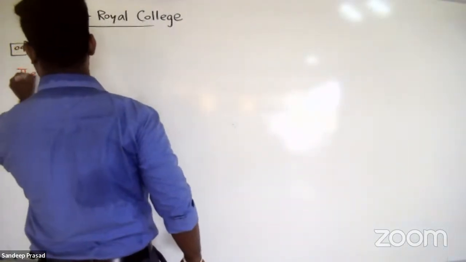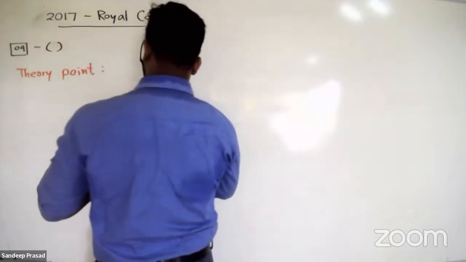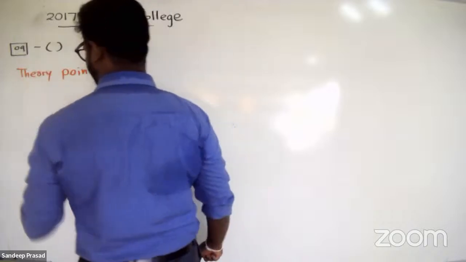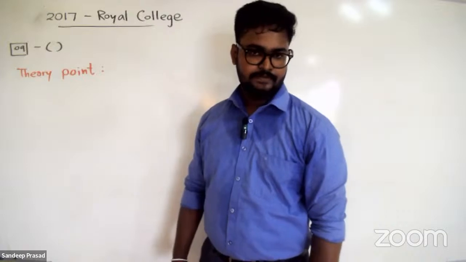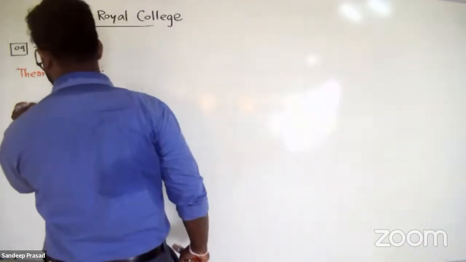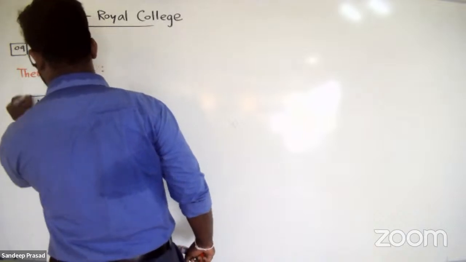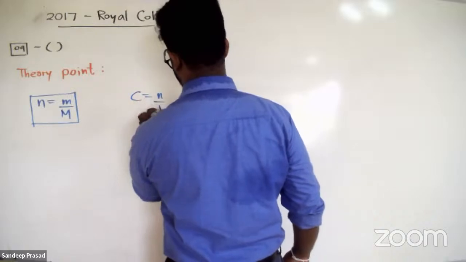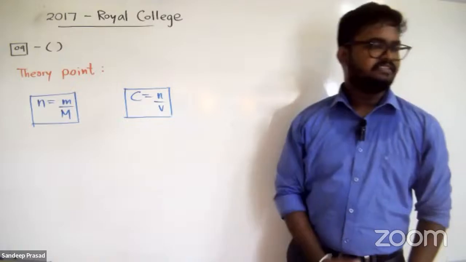Look at this one. This is a very simple theory point. Remember, students, in chemical calculations we have two main equations. The first one is n equals m over M. And the second equation is C equals n over V. You have already learned these things.